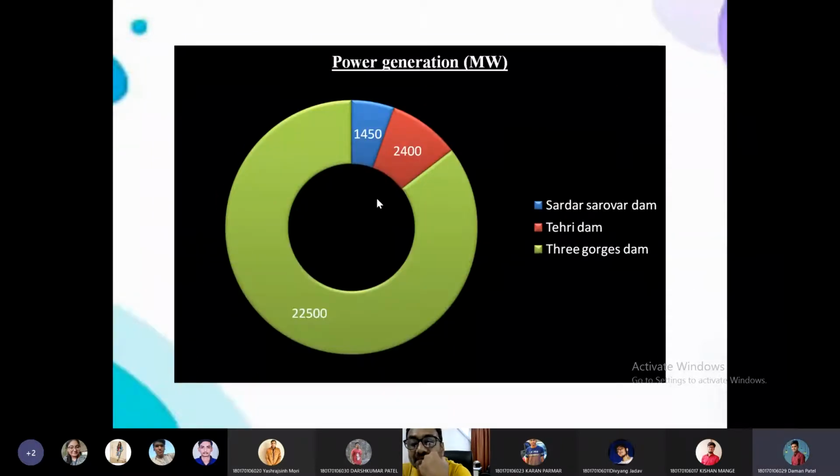Power generation: in Sardar Sarovar, we have 1450 megawatt, Tehri Dam 2400 megawatt, and Three Gorges Dam, which is again highest in the world, 22500 megawatt.